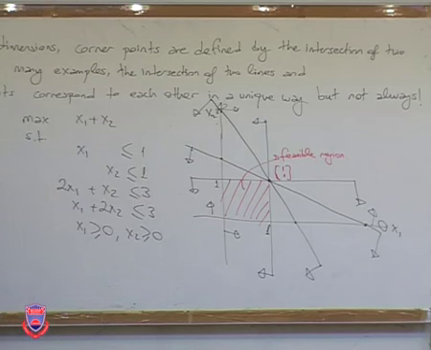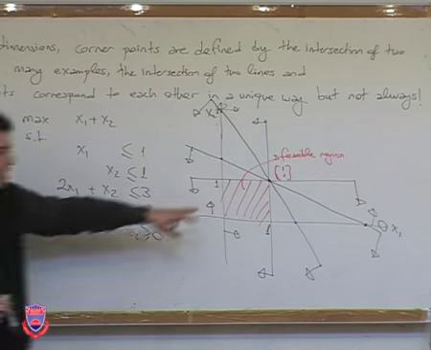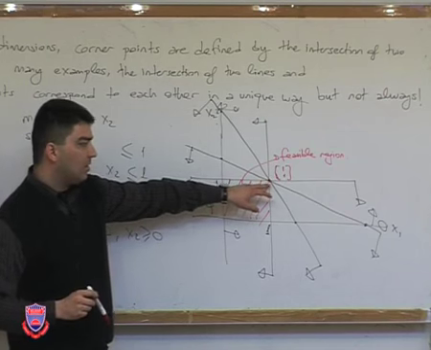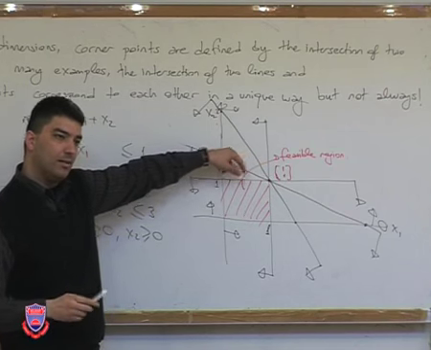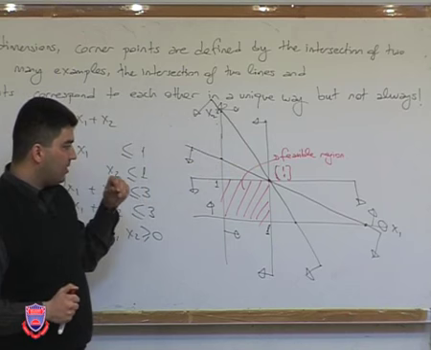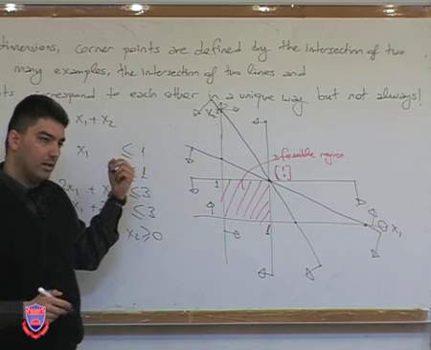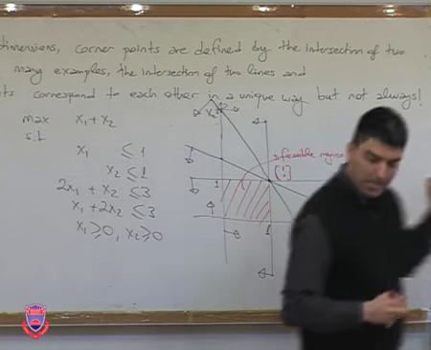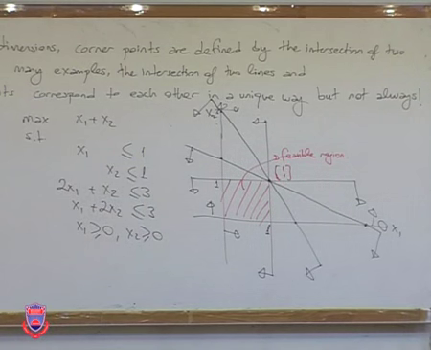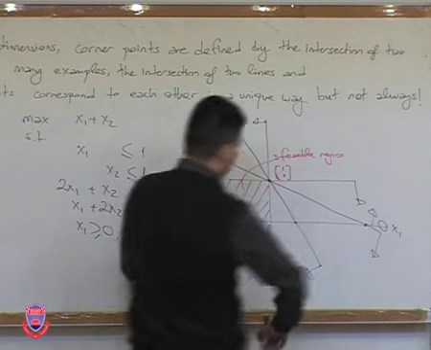Now, in this case, the problem is the following. This point lies on the intersection of 4 lines at the same time, right? But we said that corner points are defined by the intersection of 2 lines. So what's going on here? Well, first of all, there's still no problem, so that's the good news. However, there's a certain complication, and the complication is the following.